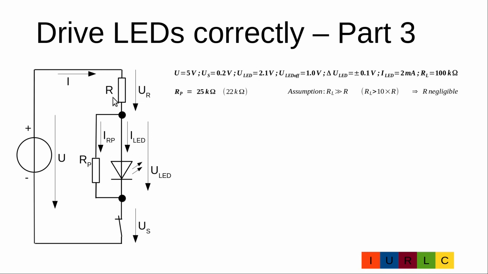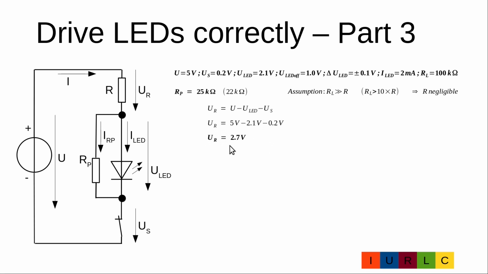Now we calculate the resistance of the pre-resistor R for the parallel circuit of the LED and the parallel resistor RP. The resistance of the parallel resistor RP is 22 kilo ohm. The voltage UR is the supply voltage U minus the forward voltage U LED minus the voltage drop on the switching transistor. UR is U minus ULED minus US with concrete numbers 5 volt minus 2.1 volt minus 0.2 volt.